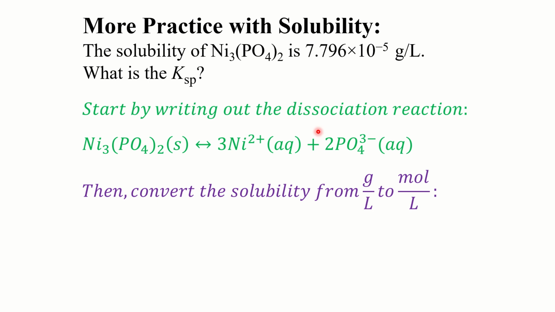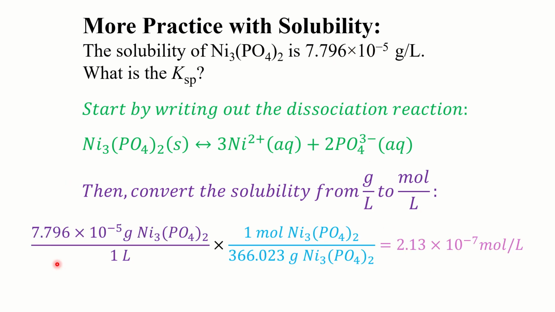Then we're going to convert that solubility from grams per liter to moles per liter. So 7.796 times 10 to the negative fifth grams nickel phosphate. Convert that to moles using nickel phosphate's molar mass. And I find that we get a molar solubility of 2.13 times 10 to the negative seventh moles per liter.